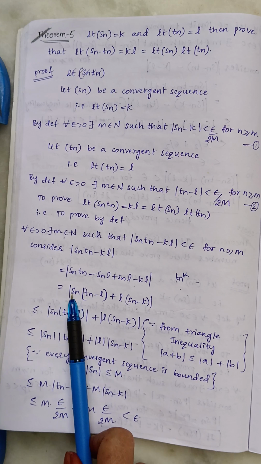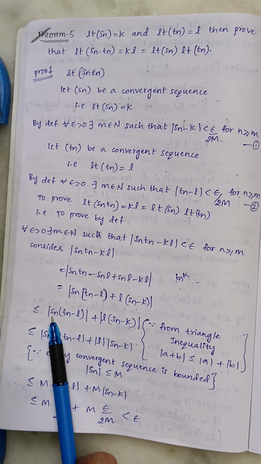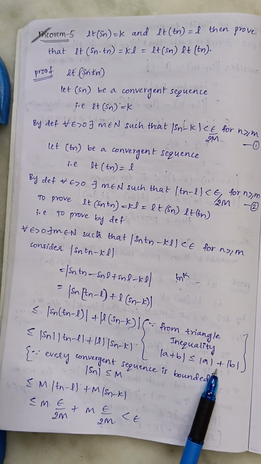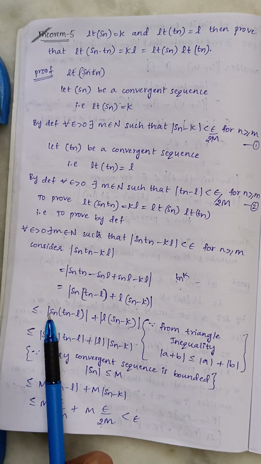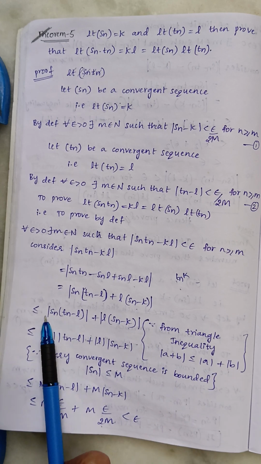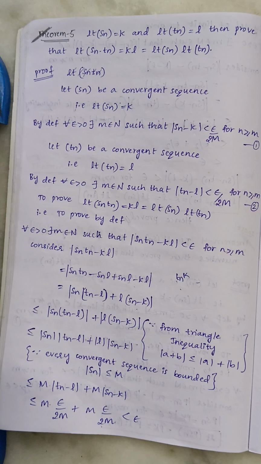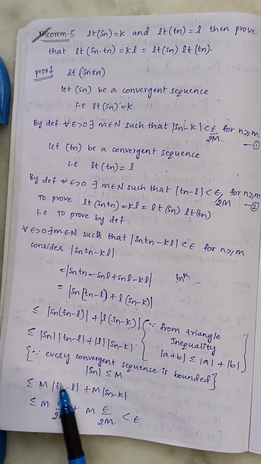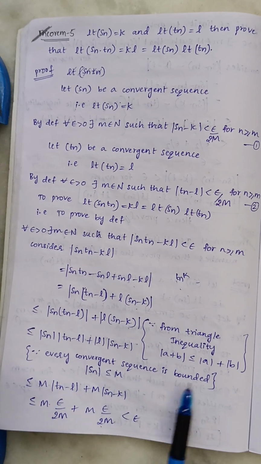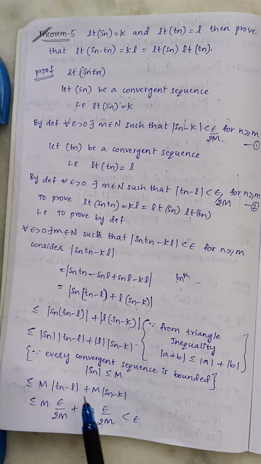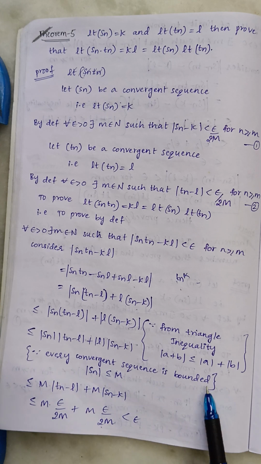Similarly again, modulus of a plus b is less than or equal to mod a plus mod b according to the triangle inequality. And also here mod a into b in the sense mod a into mod b. So mod Sn into mod Tn. Here also mod L into this one. Up to here okay. But what we know is every convergent sequence is bounded. Here we have one theorem that every convergent sequence is bounded.